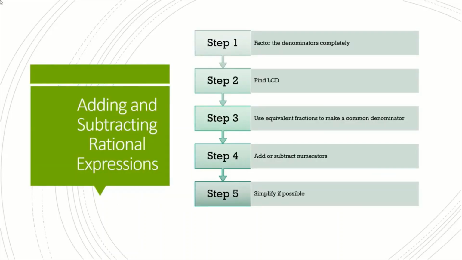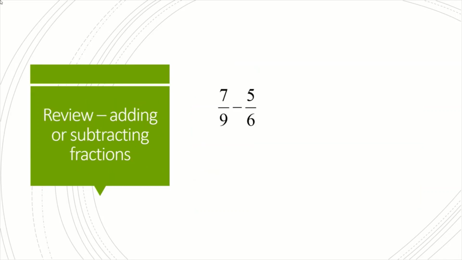So here are the steps. First step is you want to factor the denominators completely. Step 2 is you want to find the LCD. Step 3 is you want to use equivalent fractions to make a common denominator. And then you want to add or subtract the numerators and then simplify if possible. Now you might realize, hey, those steps sound like adding and subtracting fractions. So let's do that. So we have 7 over 9 minus 5 over 6.